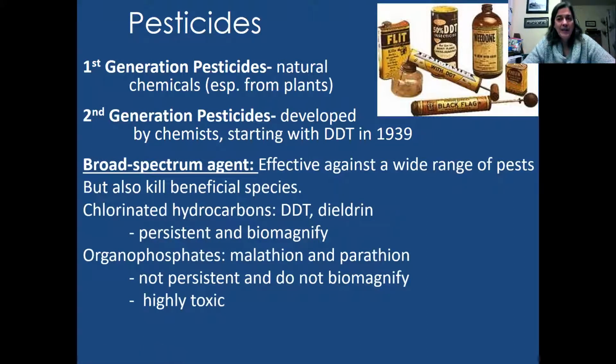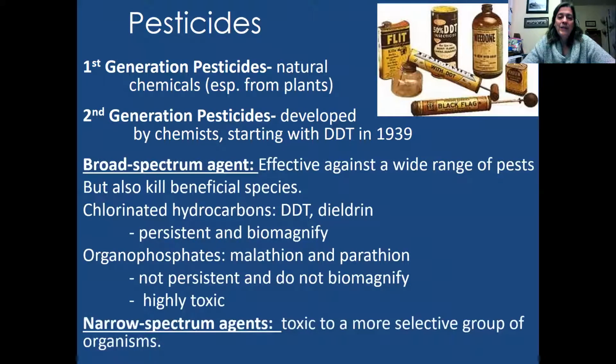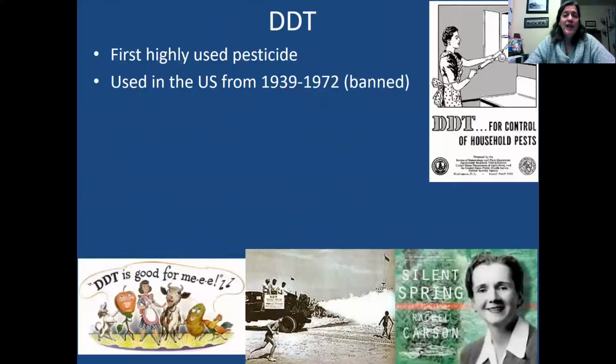They're persistent and they can biomagnify. And then there's the organophosphates, malathion and parathion. They're not persistent and do not biomagnify, but they are highly toxic. So then more recently, we developed narrow spectrum agents, which are toxic to a more selective group. So if you can target your insect rather than have it be detrimental to all insects, that would be good for insects like bees. So DDT was made famous by Rachel Carson.